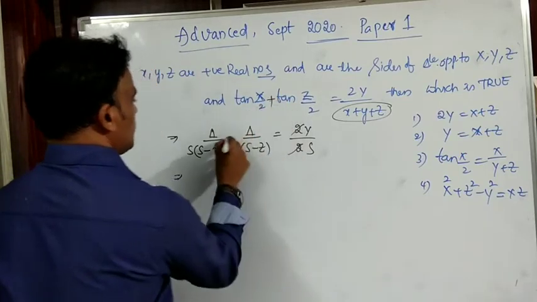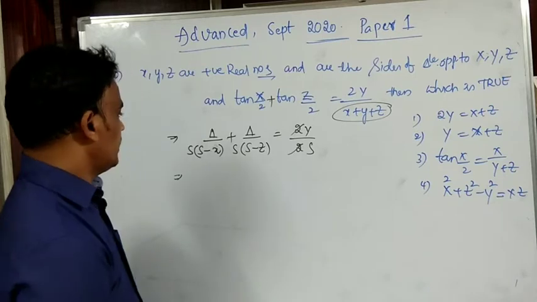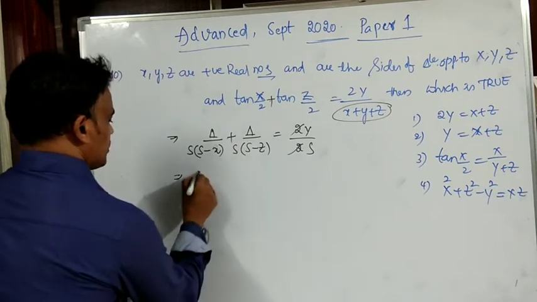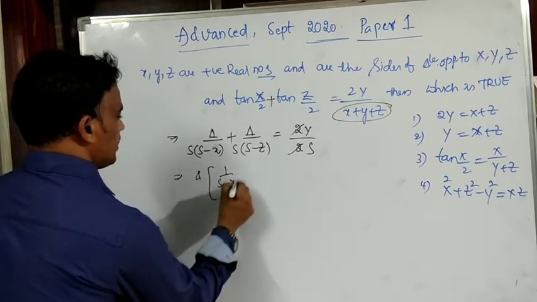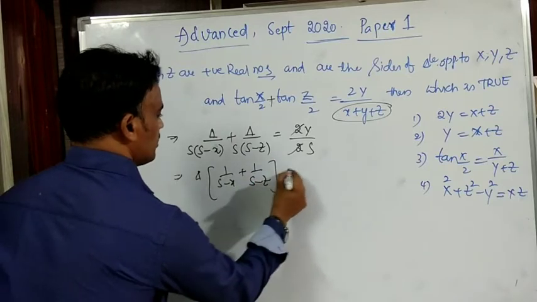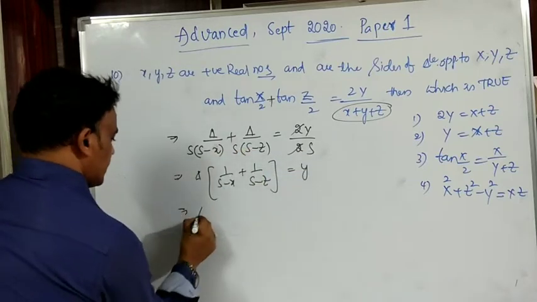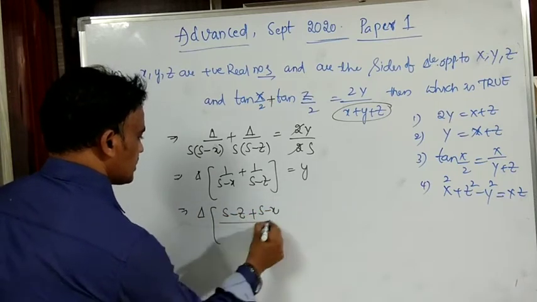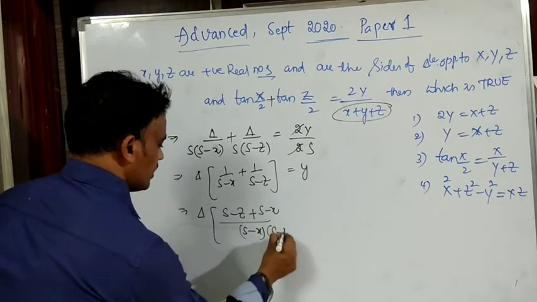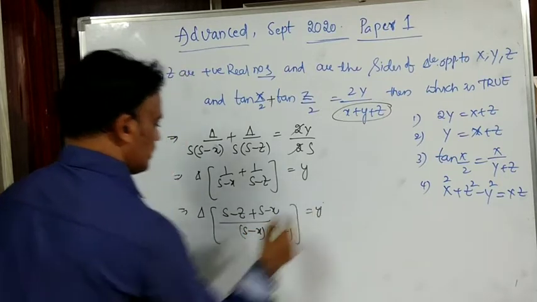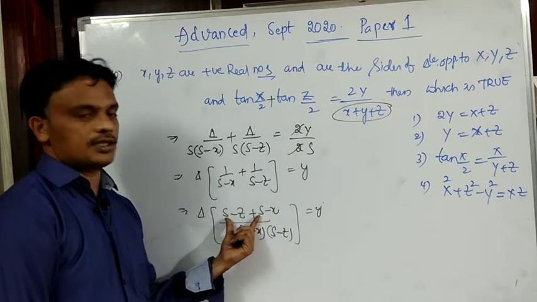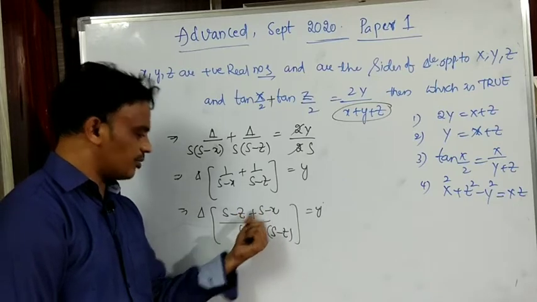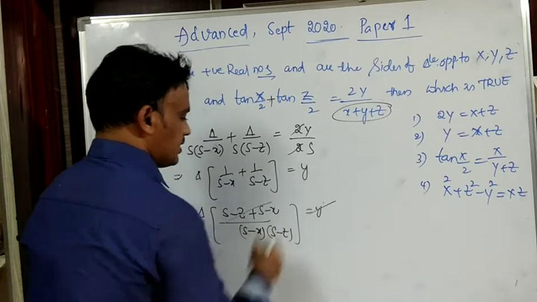It is tan x by 2 plus tan z by 2, and by taking that, the s terms get cancelled. So delta taken out common, it is 1 by s minus x plus 1 by s minus z equals y. The denominator s also gets cancelled, which is delta of s minus z plus s minus x by s minus x into s minus z equals y. 2s means x plus y plus z; x plus y plus z minus x minus z will get y, and this term gets cancelled.